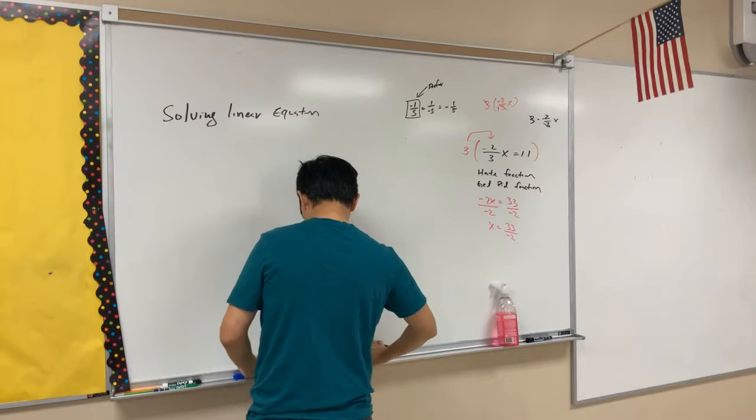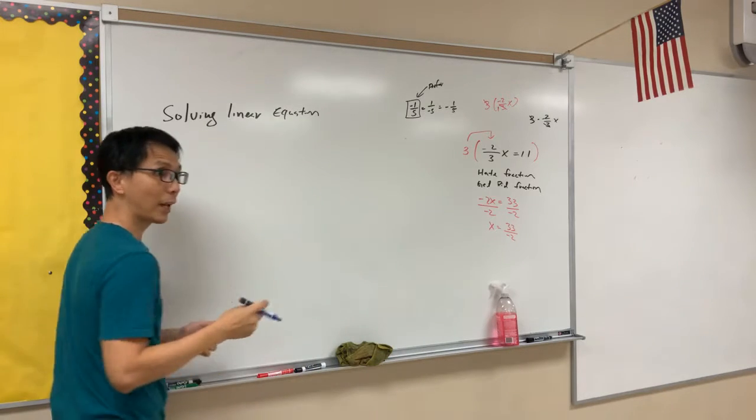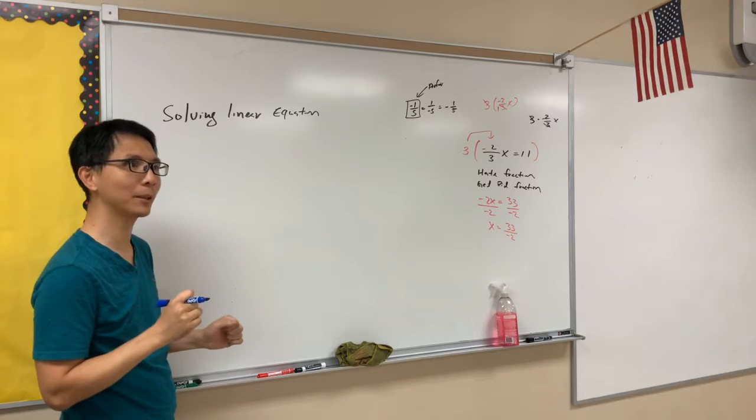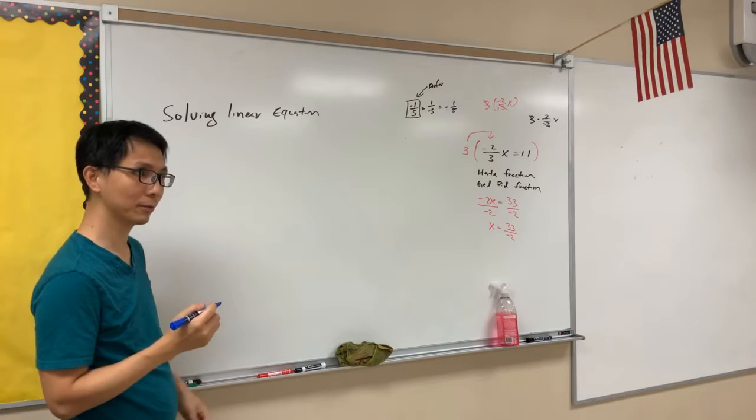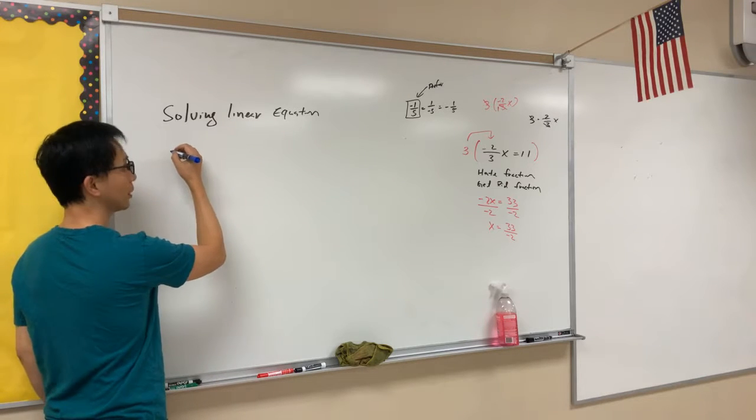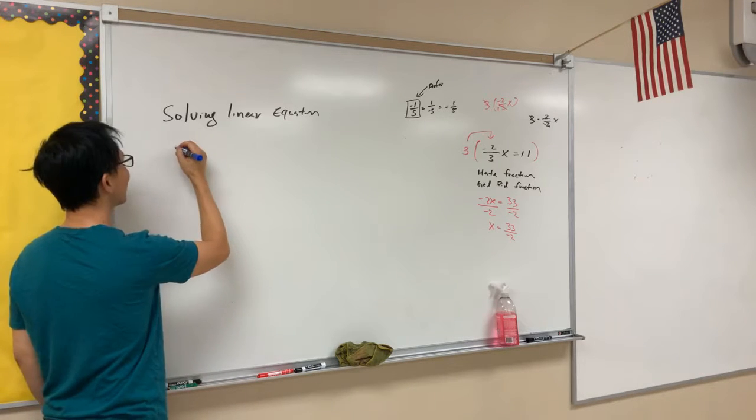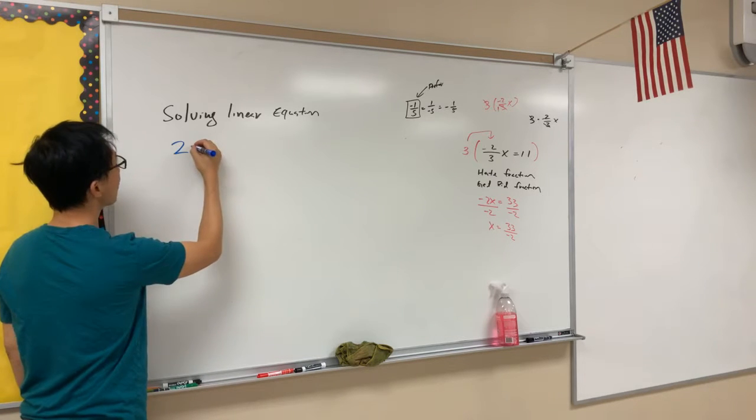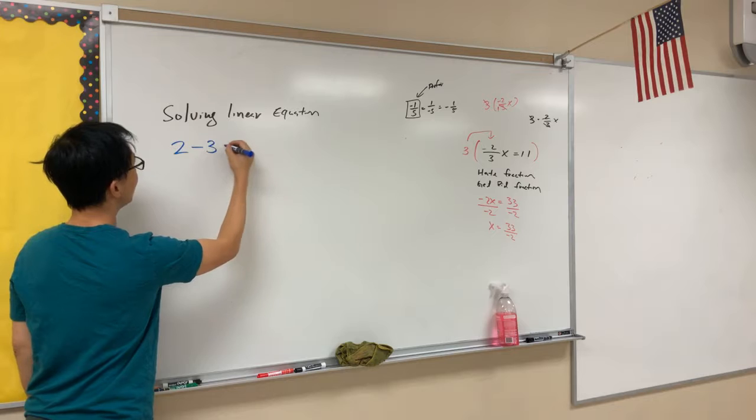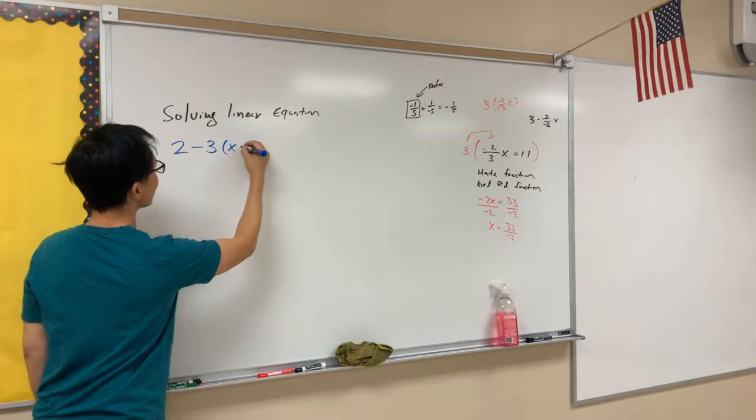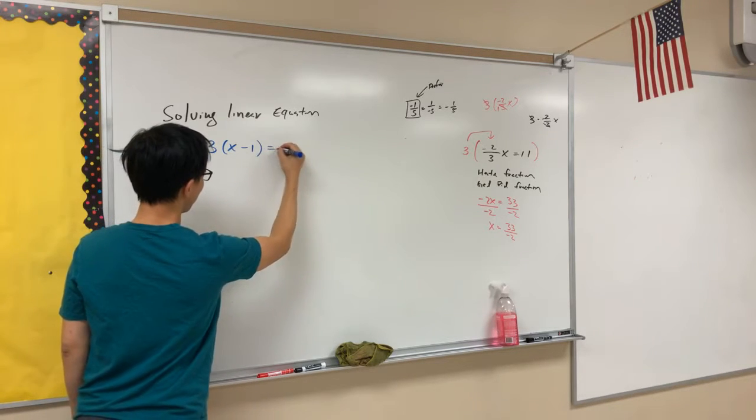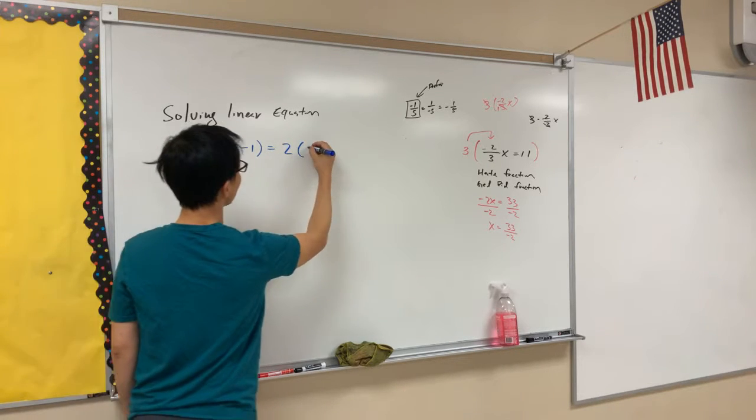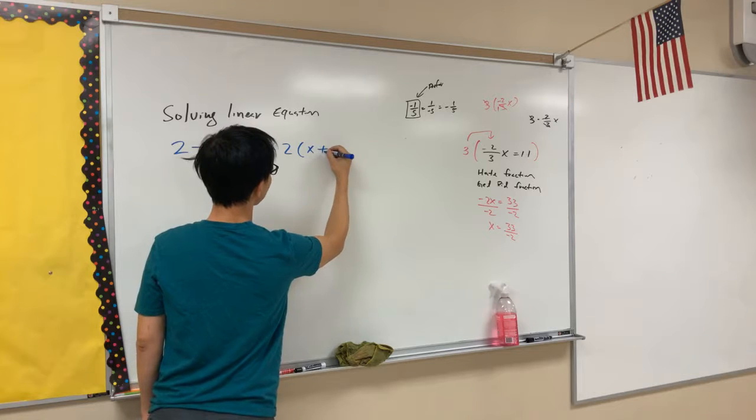Okay, so now this is the one that I would say minimum 10 people are going to get wrong, even though you know how to solve it. So AJ's like, count me in. Just add me already, right? So 2 minus 3 times (x minus 1) is equal to 2 times (x plus 2).